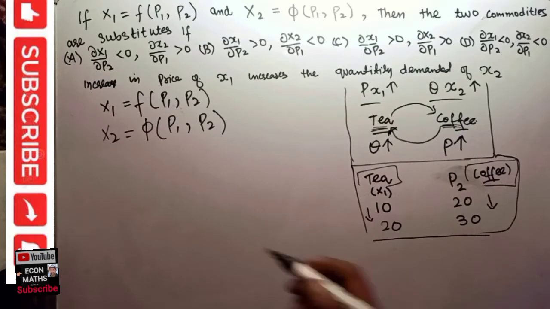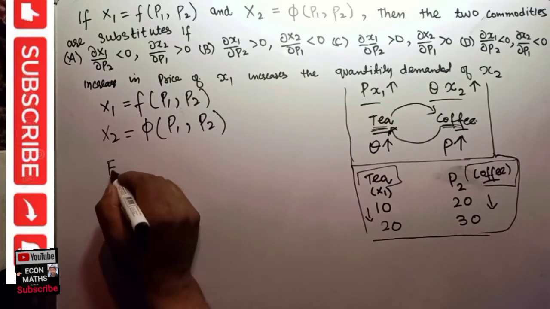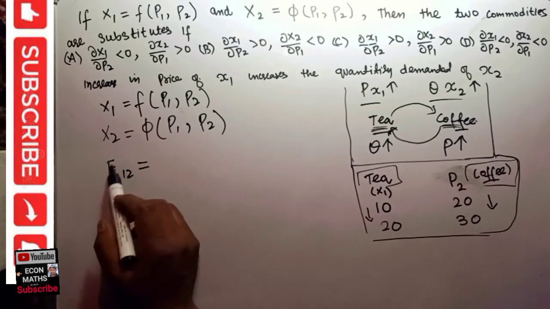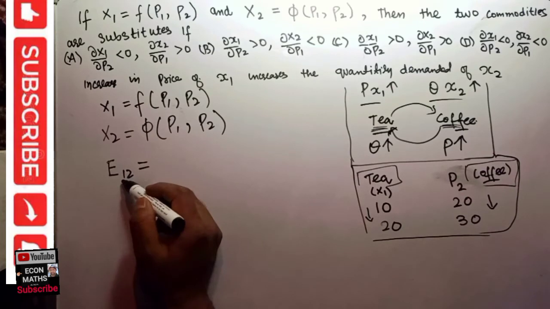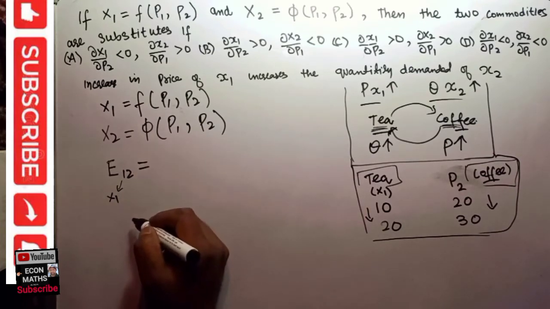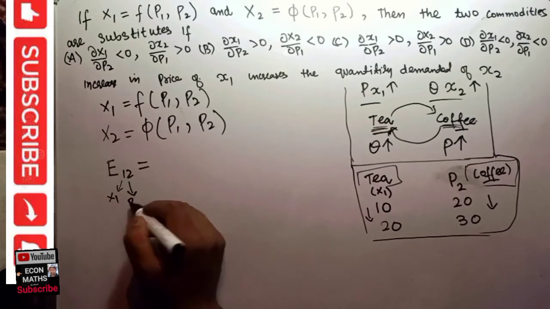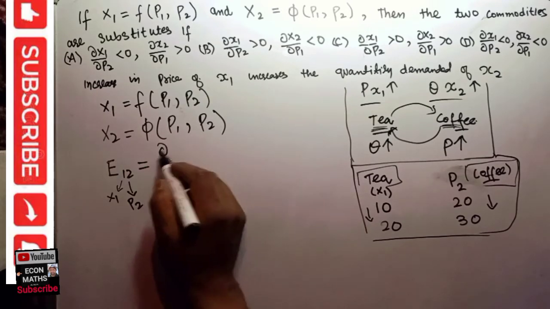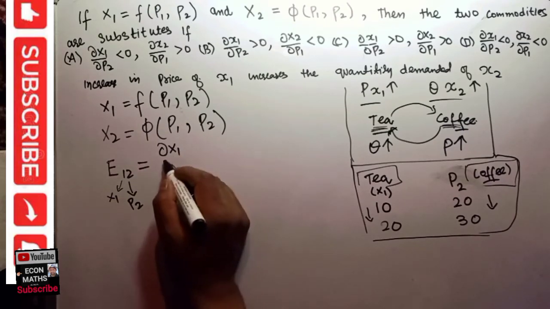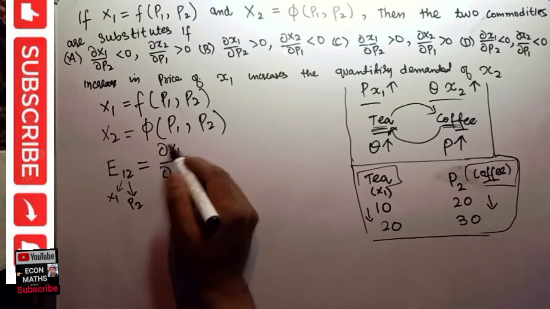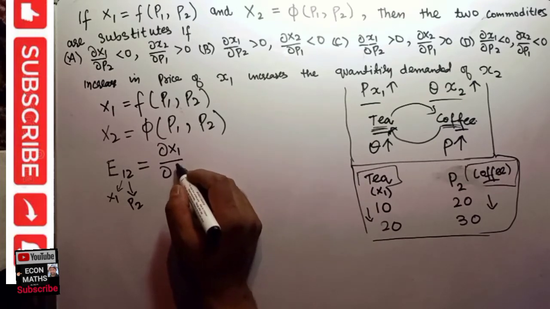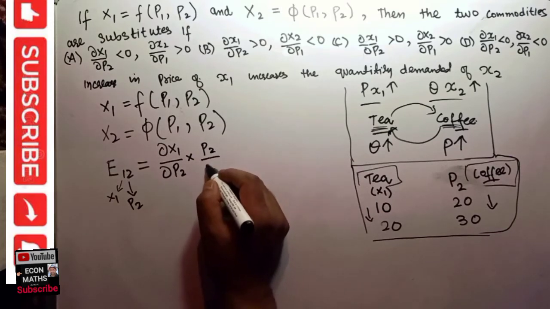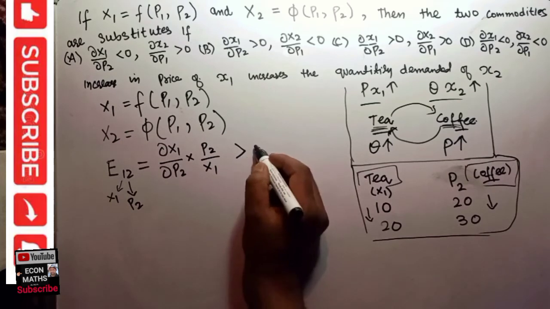By that, what we mean is, let us say I write E12, that means the cross price elasticity between the quantity demanded of good X1 and the price of X2, that is P2. It is equal to the partial derivative of X1 with respect to P2, times P2 divided by X1, and it should be greater than 0.